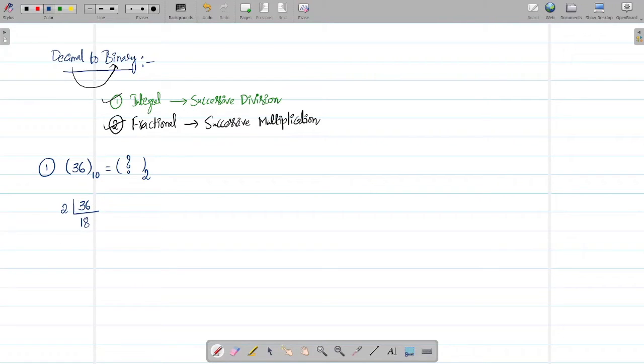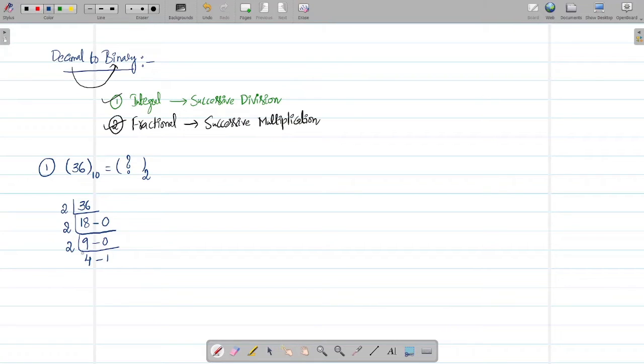18, right? 2 18s 36. So the quotient is 18. And what is the remainder? 0. So quotient must be written here and the remainder must be written here. Then you need to divide this 18 again with the 2. So what is the quotient? 9 is quotient and remainder is 0. Later you need to again divide 9 with 2. So 2 4s 8. So quotient is 4 and now the remainder is 1.